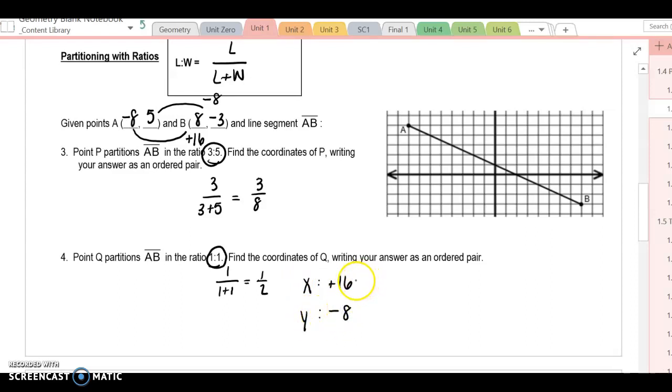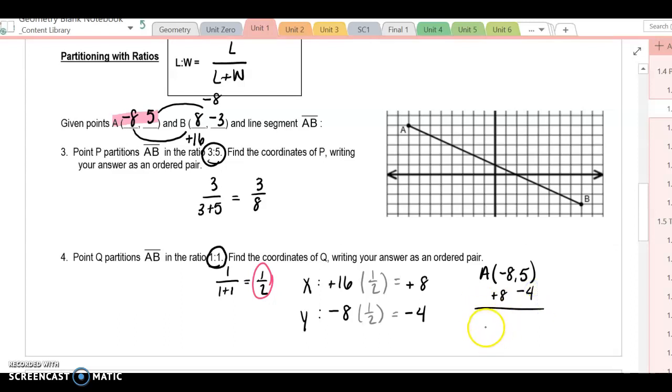Then you're going to multiply each of them by this fraction. So I'm going to multiply times 1 over 2 times 1 over 2, and we get, for X, we have +8. For Y, I have -4. You're going to add or subtract it again from A. So I'm going to rewrite A, which is at -8, 5. Underneath X, we're going to put +8. Underneath Y, we have -4. And we get this new point Q, which is at 0, 1. And that's my final answer.